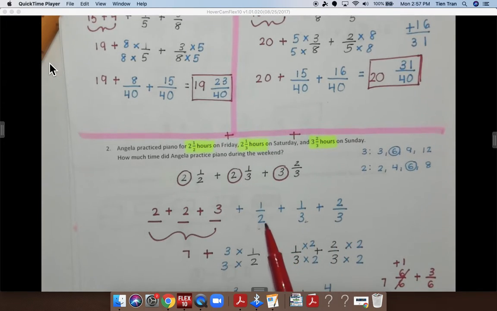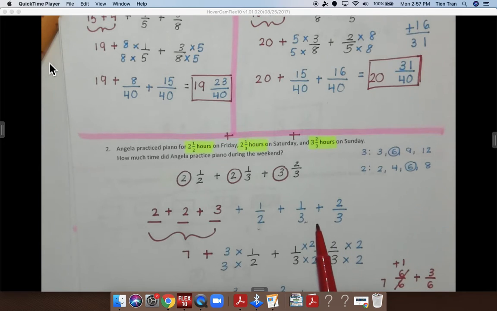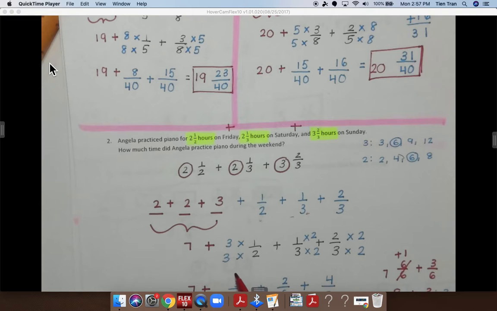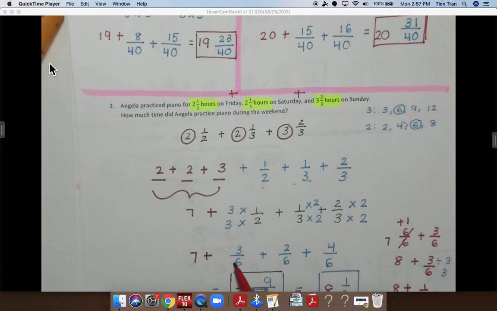Now notice that my denominators are different, so I need to multiply in order to get the same common denominator. My common denominator is 6. So I multiply by 3, by 3, by 2, by 2, by 2, by 2. 3 times 1 is 3. 3 times 2 is 6. 1 times 2 is 2. 3 times 2 is 6. 2 times 2 is 4. 3 times 2 is 6.